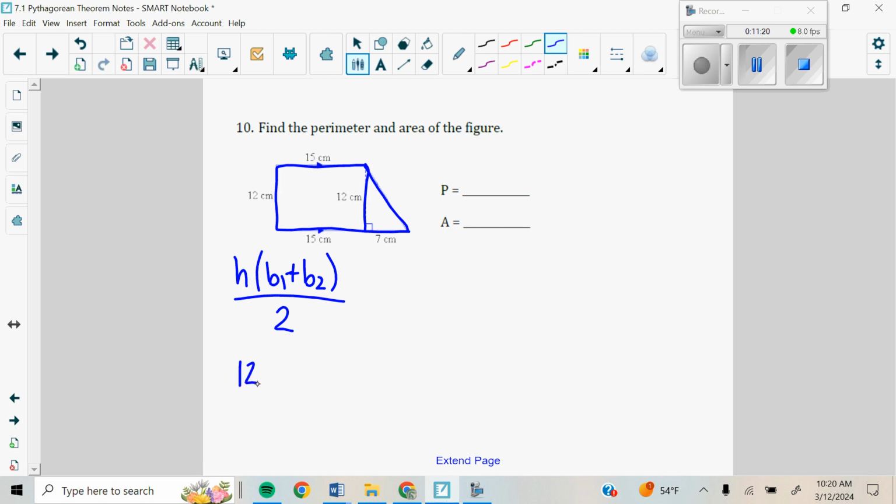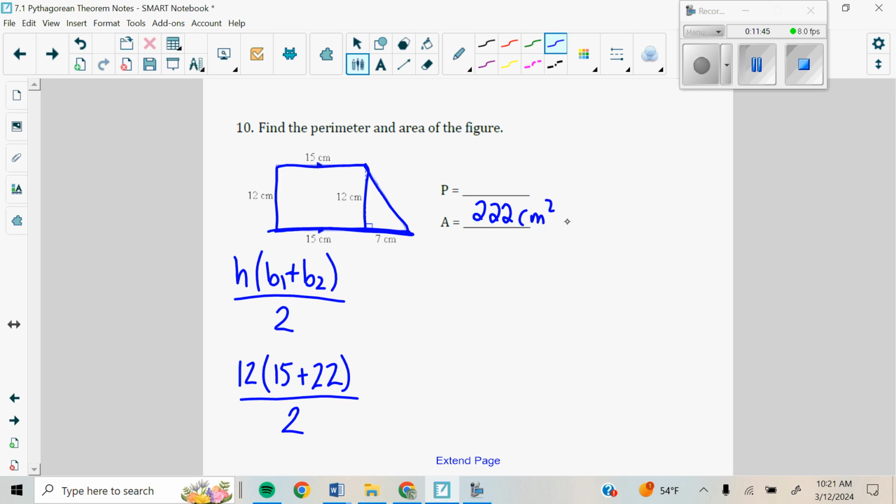So 12 times 15 plus, now this base on the bottom is our 15 plus our 7, so it gives us 22. And we're going to divide by 2. So I'm going to go ahead and grab my calculator and type that in. And if you did that too, you should get 222 centimeters squared, if you want to throw a label on there.